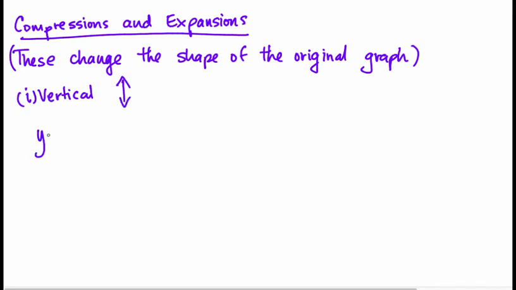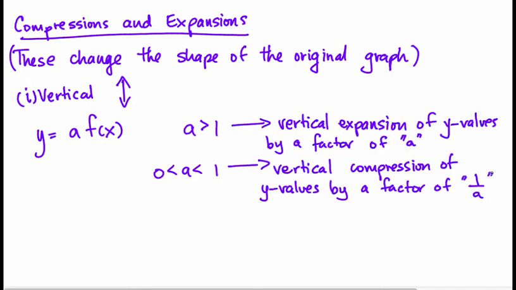So if you start with a function and you add a multiplication value in front of it, I'll call that value a. If a is bigger than 1, something happens. And if a is basically a fraction between 0 and 1, I guess it could be a decimal, something else happens. And here are those two things.